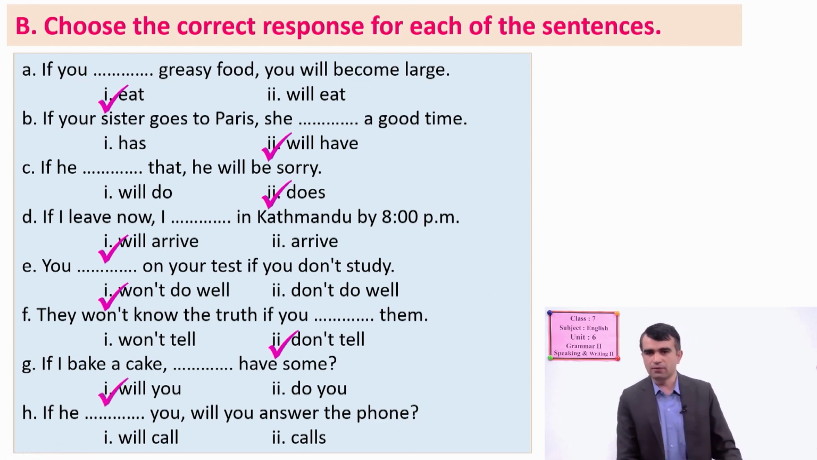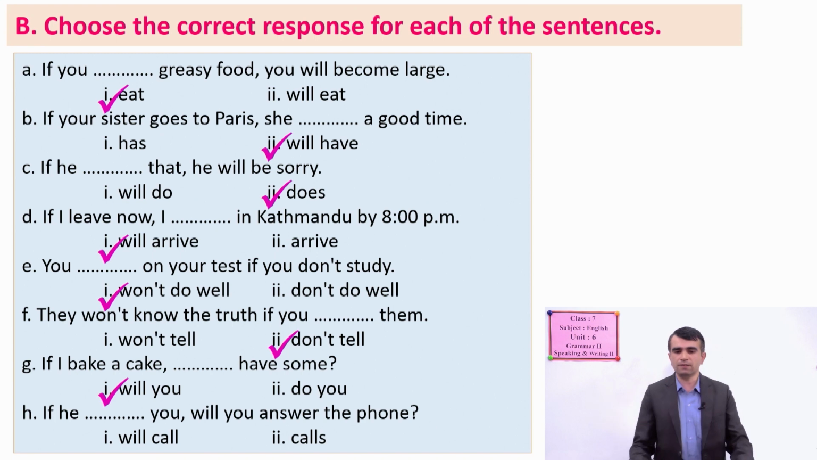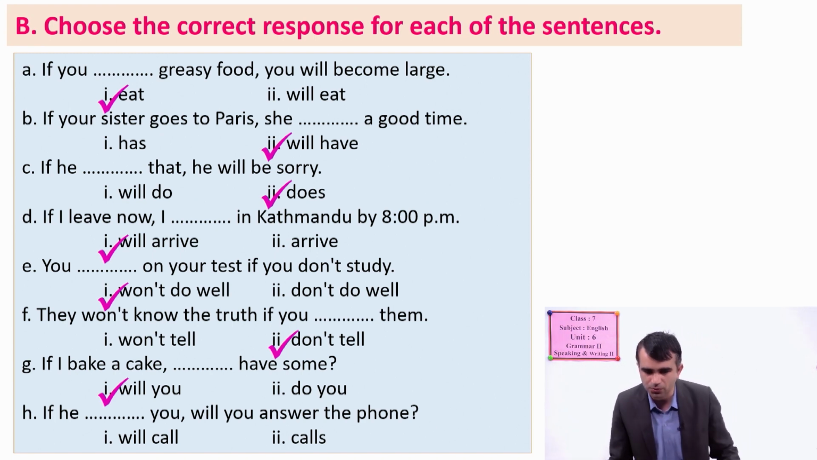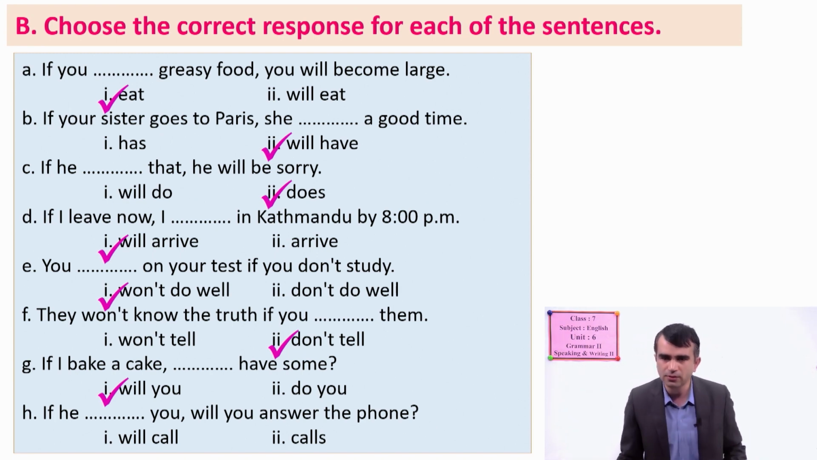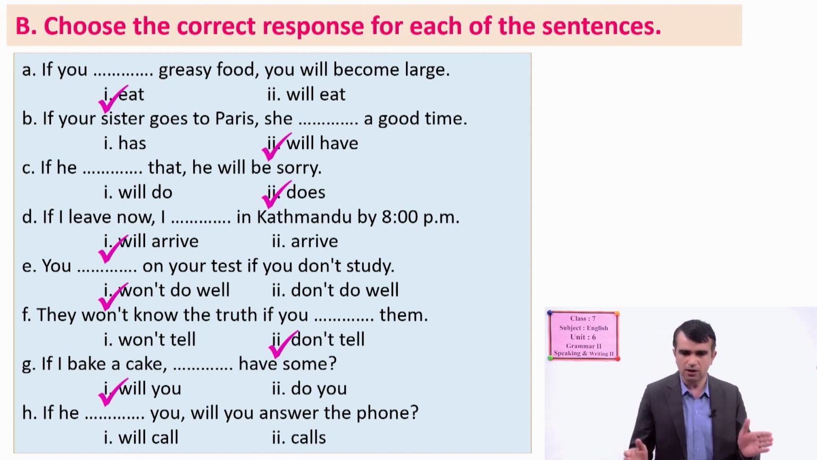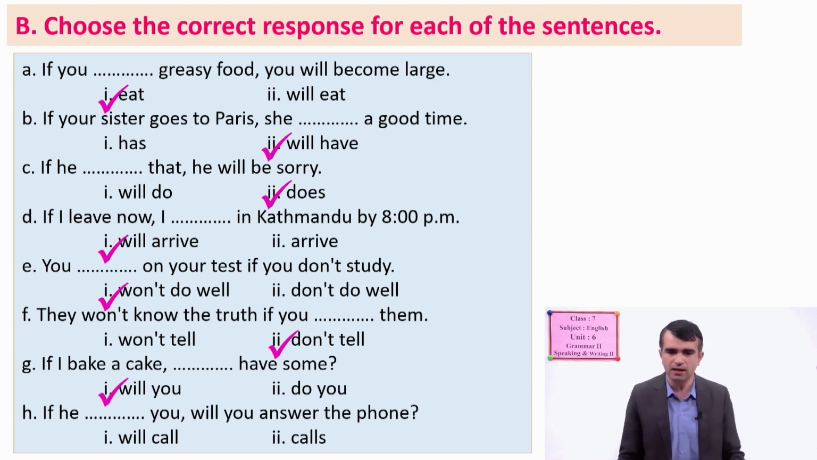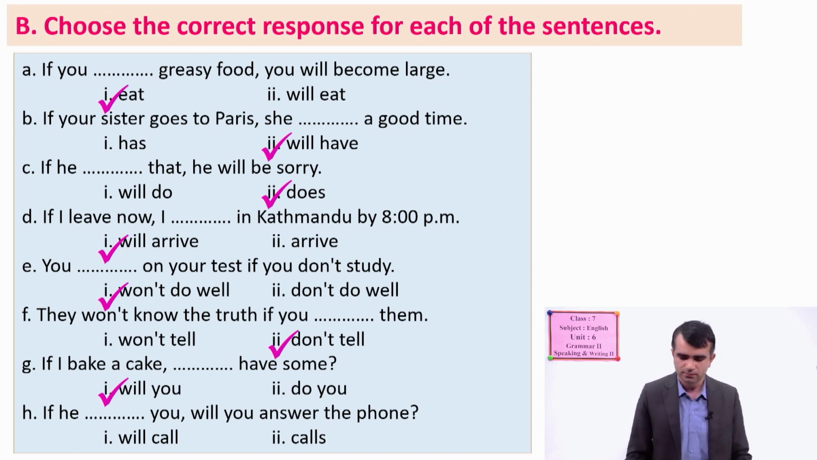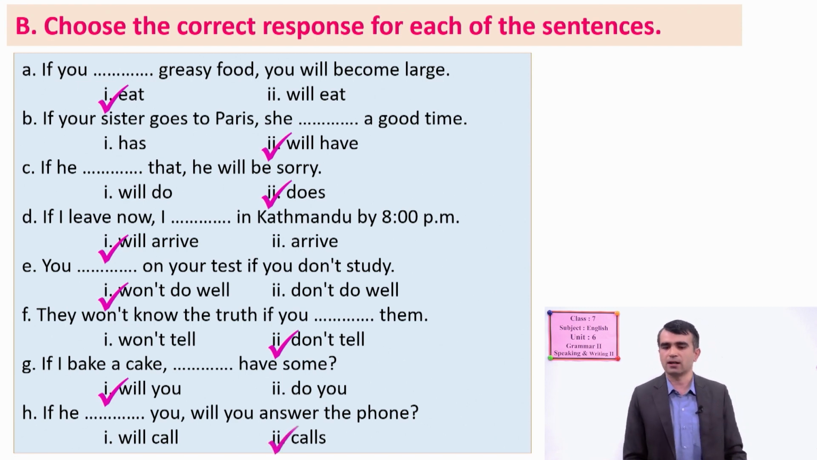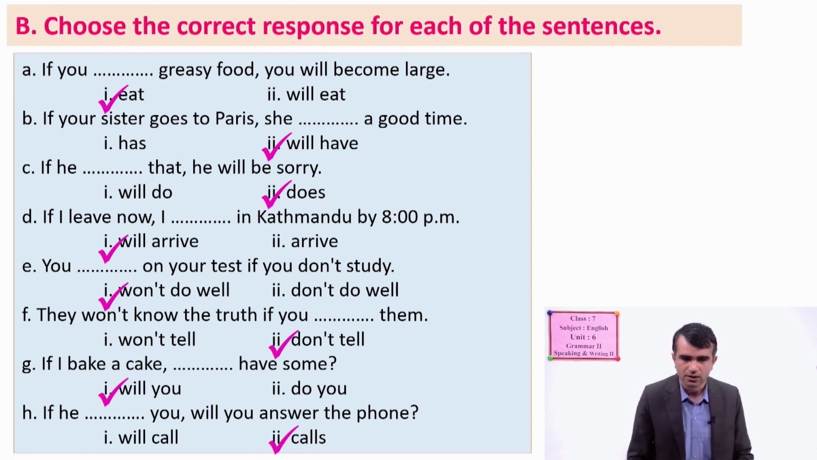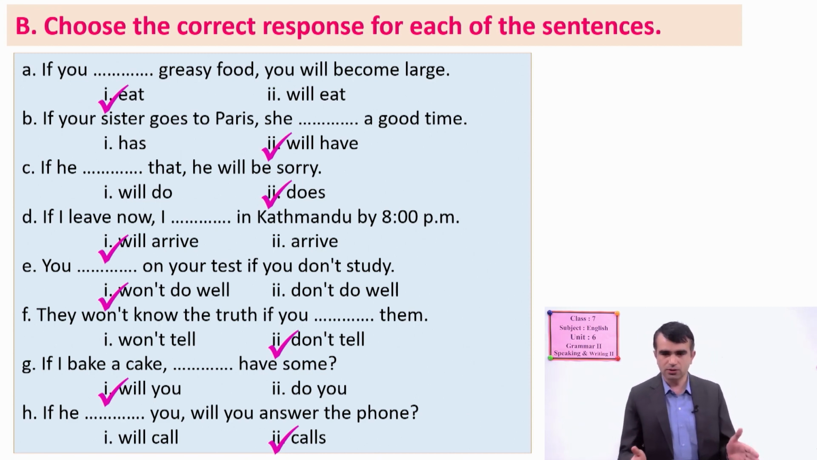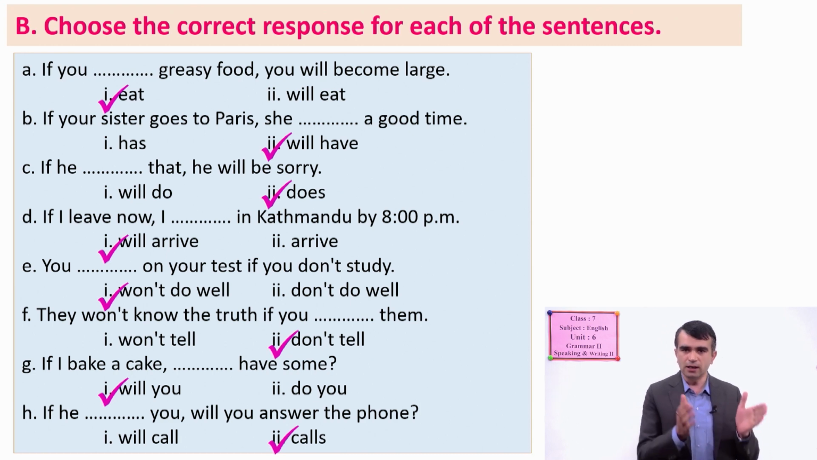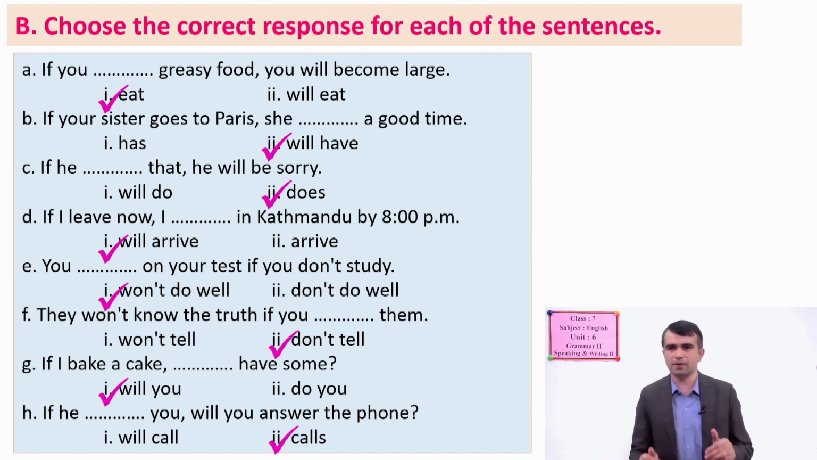Good. Now, finally, number H, if he calls you, will you answer the phone? Will you answer is given in the main part. So, first part, what should be there? Will call or calls? Okay, that is calls. Very good. Okay, you have done very well. Okay, that is the structure. You know, this is called the if condition in simple present tense.